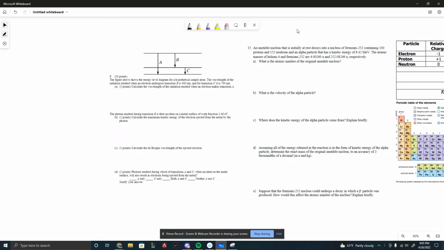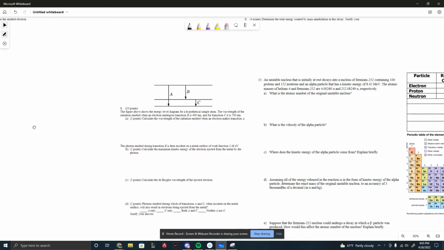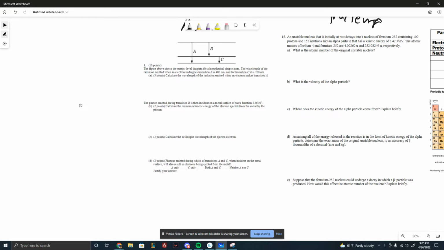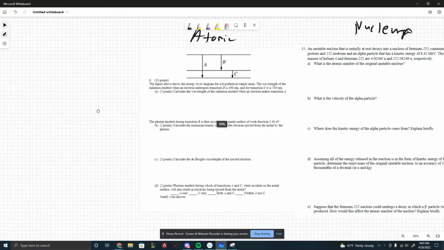So I have two practice FRQs here for the AP test, but these are also common questions you'll be asked in class. This is an atomic physics FRQ, and this is a nuclear one. These are the two kinds of FRQs you'll get on the AP test. So let's get started.